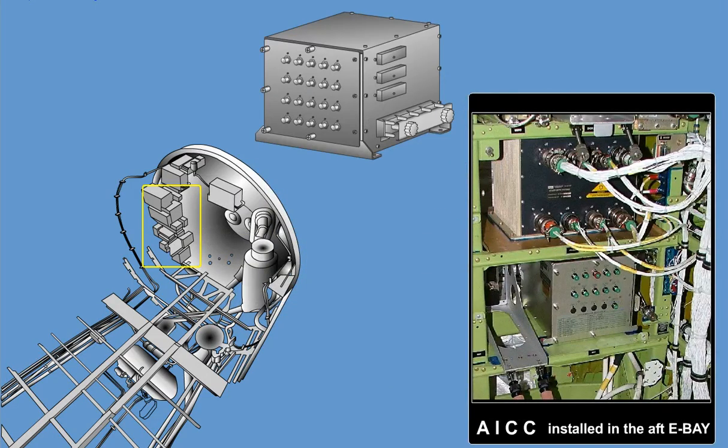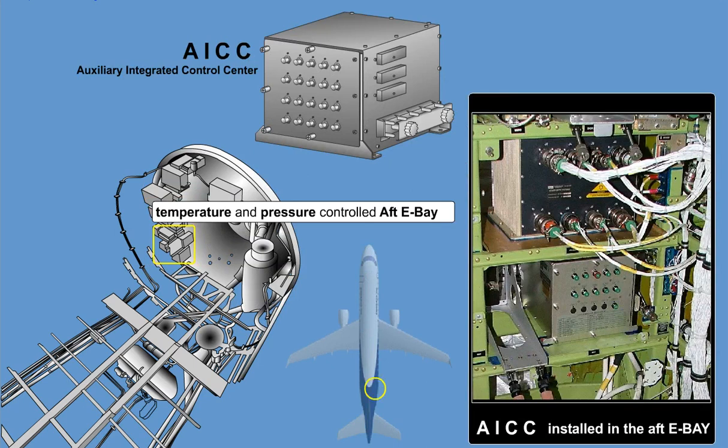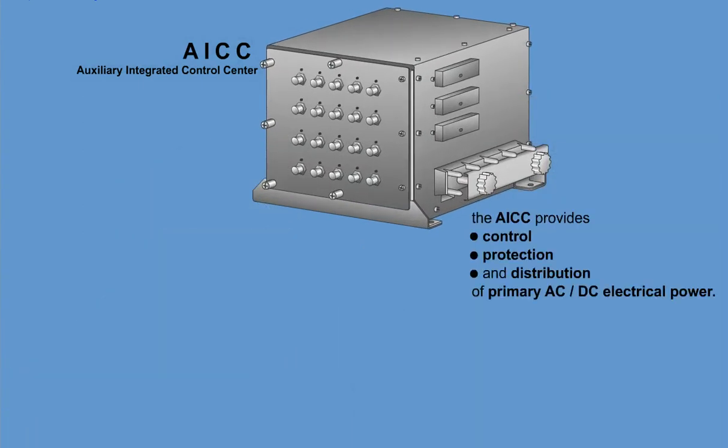The Auxiliary Integrated Control Center, AICC, is located in the temperature and pressure controlled aft E-bay. Access to this equipment is through an airplane panel located in the rear of the cabin. The AICC provides control, protection, and distribution of primary AC/DC electrical power.